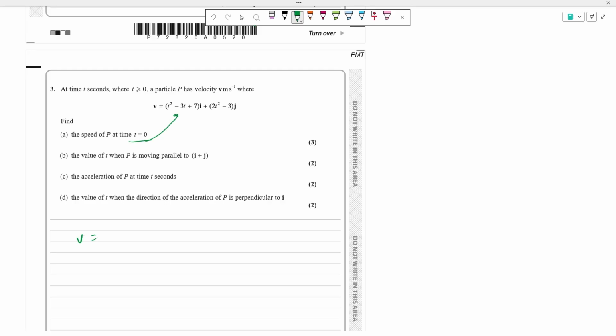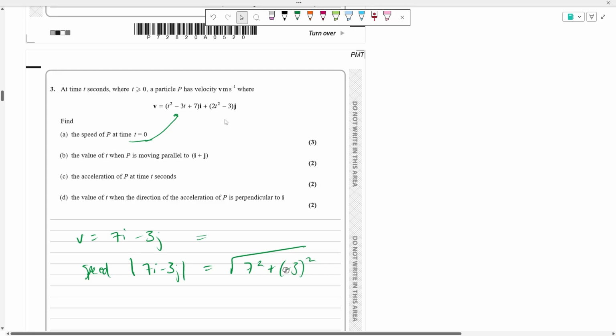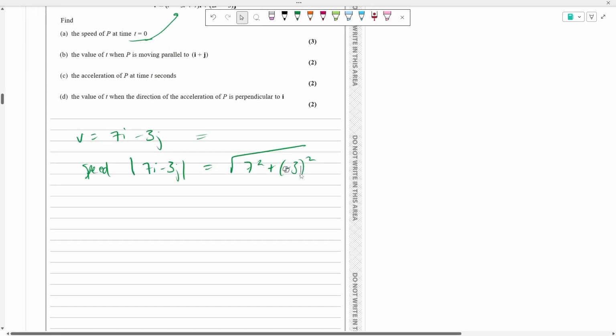All your t is set to 0, so we end up with 7i minus 3j. But since we want a speed, this is still velocity, we don't care about the direction. The speed is going to be the magnitude of 7i minus 3j, which is essentially the square root of 7 squared plus minus 3 squared. It doesn't matter about the minus, because minus 3 squared and 3 squared both go to 9.